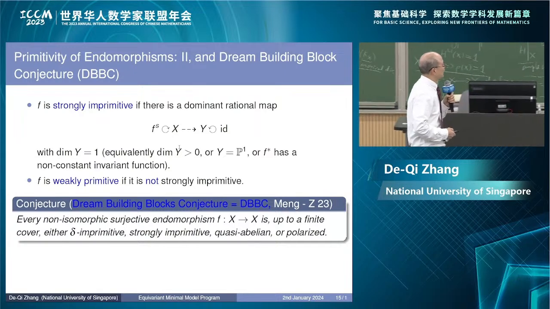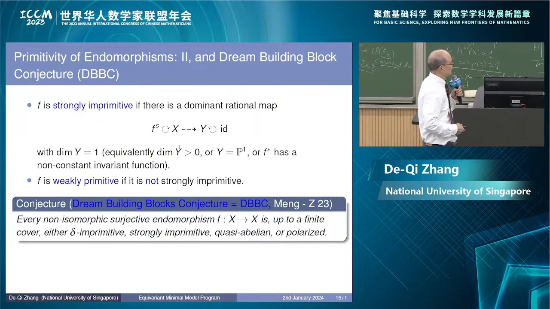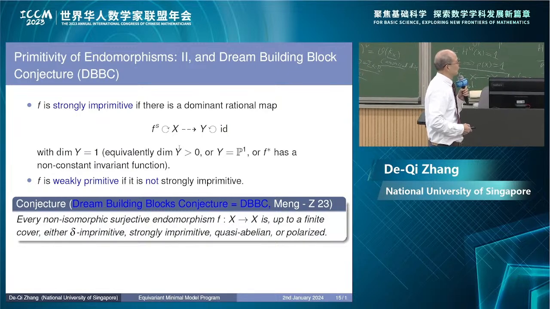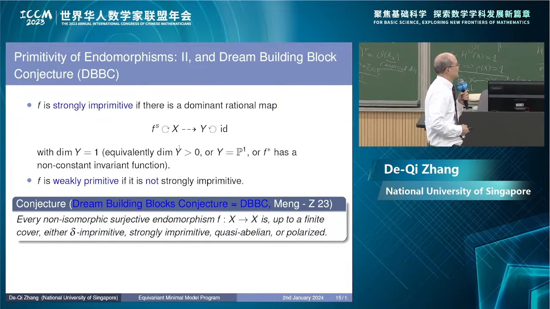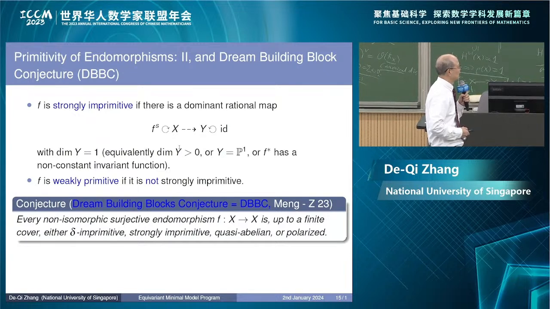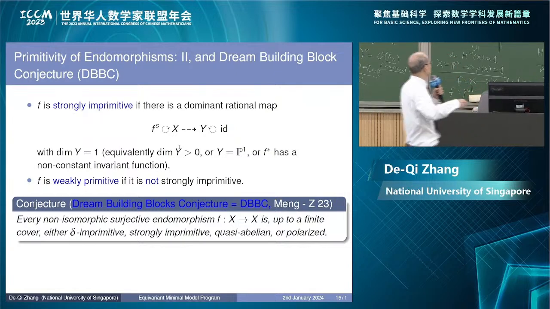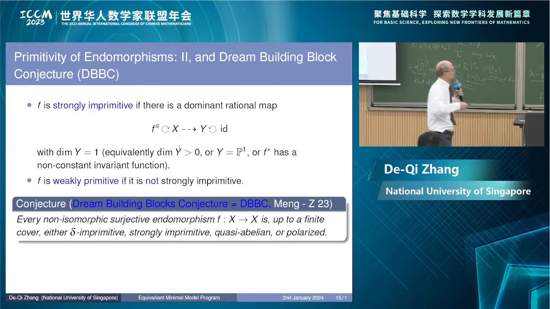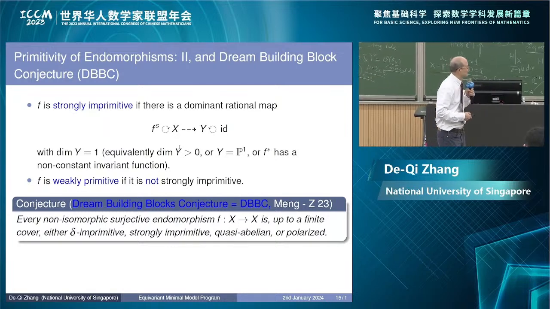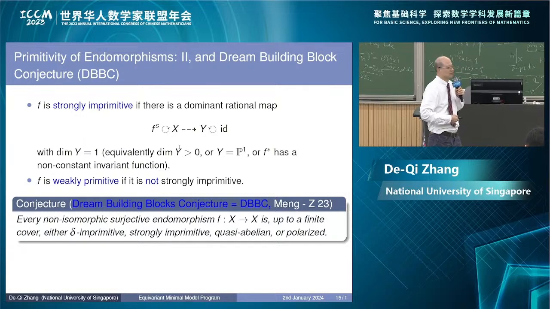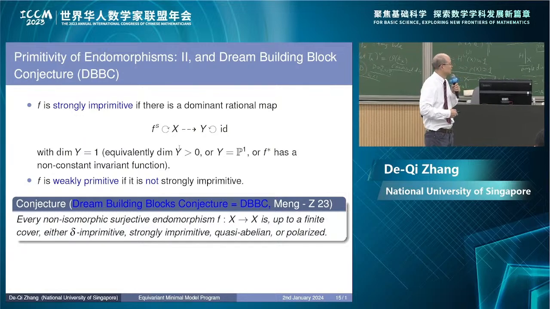So this is the so-called Dream conjecture. It says that if you have an endomorphism which is not an automorphism, then up to taking a finite cover, we claim that it's either delta-imprimitive, so you can reduce to lower dimension, or strongly imprimitive, meaning that you can reduce to the generic fiber, still lower dimension, or quasi-abelian, which is the known case. I guess we mentioned it somewhere here. And then you also have polarized. So we also have a polarized case. The polarized case is well studied in number theory. So for geometry, I guess we just stop here, and leave the study to the number theory people.